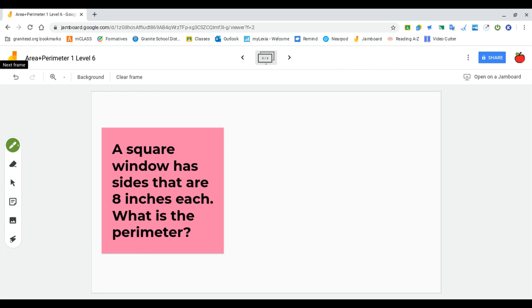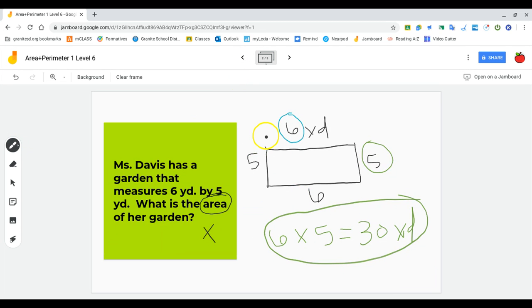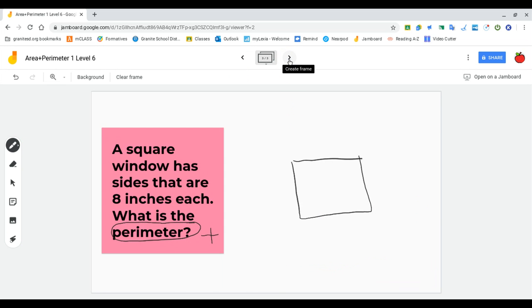Next is a square window has sides that are 8 inches each. What is the perimeter? This one's different. The key word here is perimeter. And this tells me I need to add, not multiply. As I draw this out, this is where it comes into where I told you how to find the other sides. This one's a square, but the rule applies.